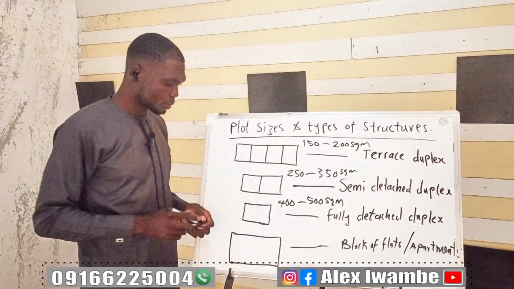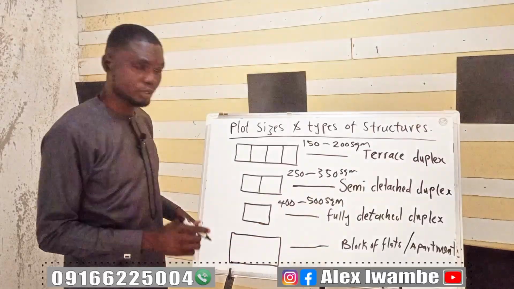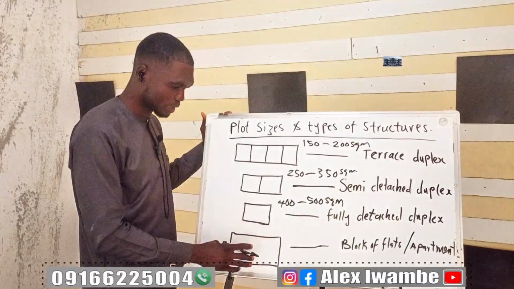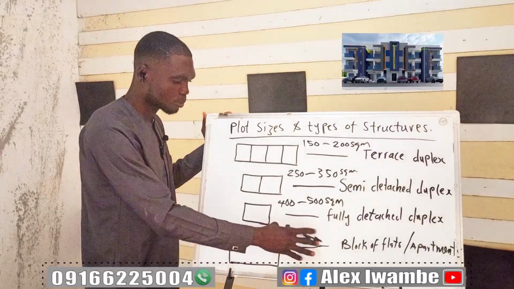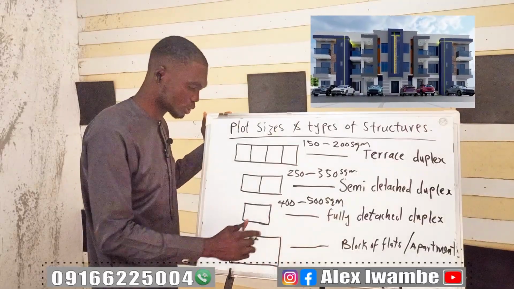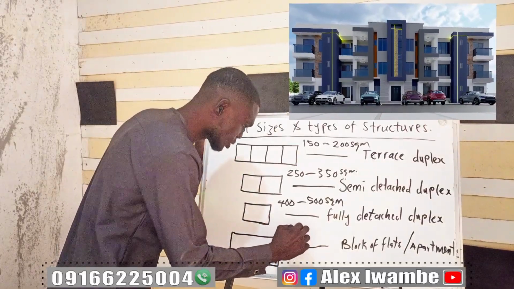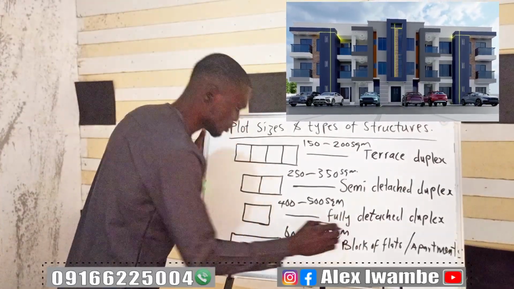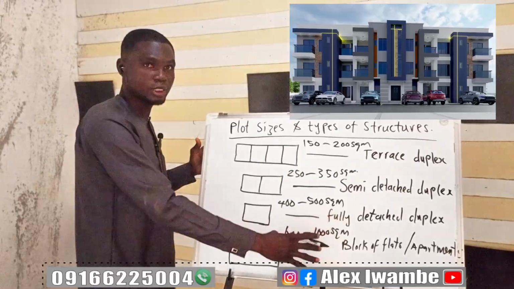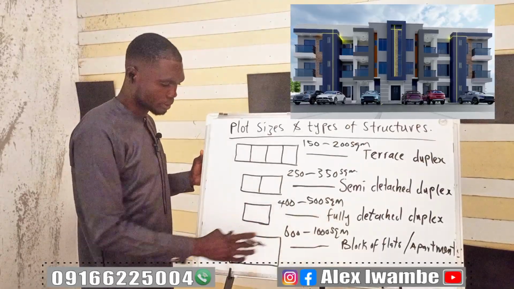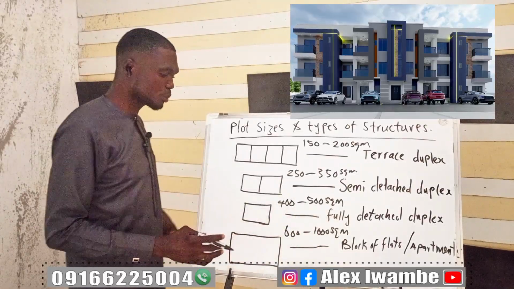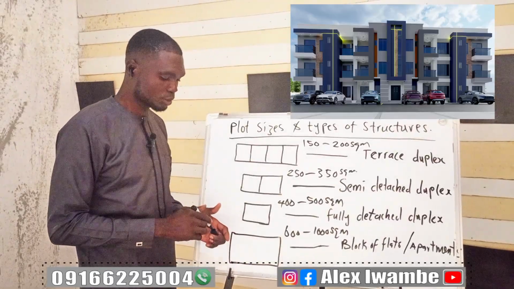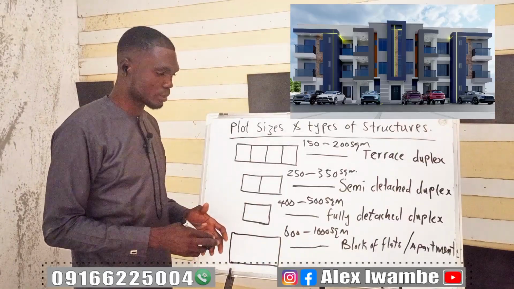The fourth one we're going to be looking at is a block of flats or apartments. Now, in the case of block of flats or apartments, the kind of plot size you usually find these structures on ranges from 600 square meter to 1000 square meter. Now, this is quite a big plot size, right? This particular range.